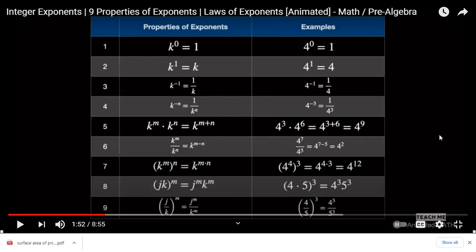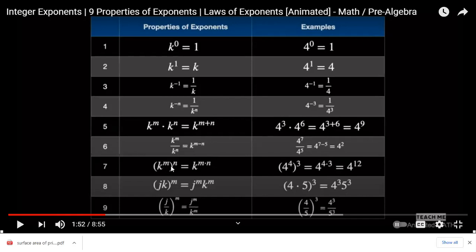Then, for example, 4 to the power of 3 times 4 to the power of 6. So we have 4, and we are going to add 3 plus 6. It will be equal to 4 to the power of 9. k to the power of m over k to the power of n: we have the same base, and this is division, so we are going to subtract the exponents. So 4 to the power of 7 over 4 to the power of 5 will be 4 to the power of 7 minus 5, equal to 4 to the power of 2.